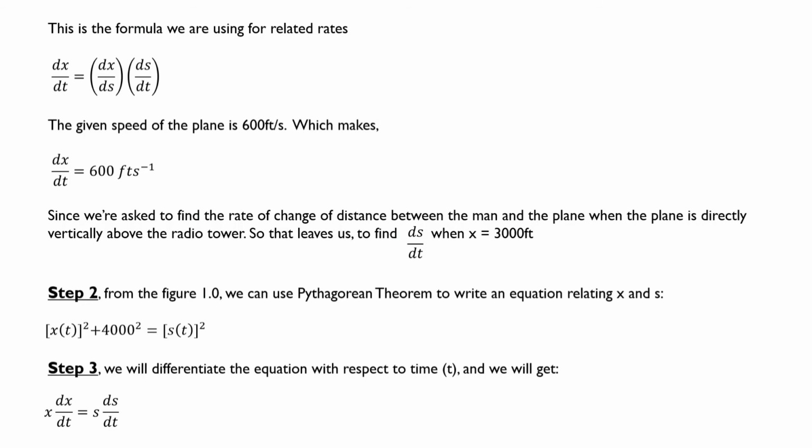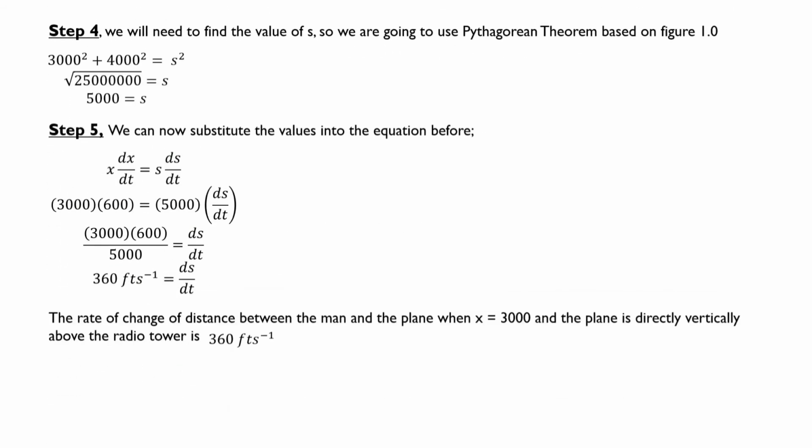Next, step 3, we will differentiate the equation with respect to time. And we get x times dx over dt is equal to s times ds over dt. Step 4, we need to find the value of s. So we are going to use the Pythagorean theorem based on figure 1.0. 3000 squared plus 4000 squared is equal to s squared. And after a few calculations, s is equal to 5000.